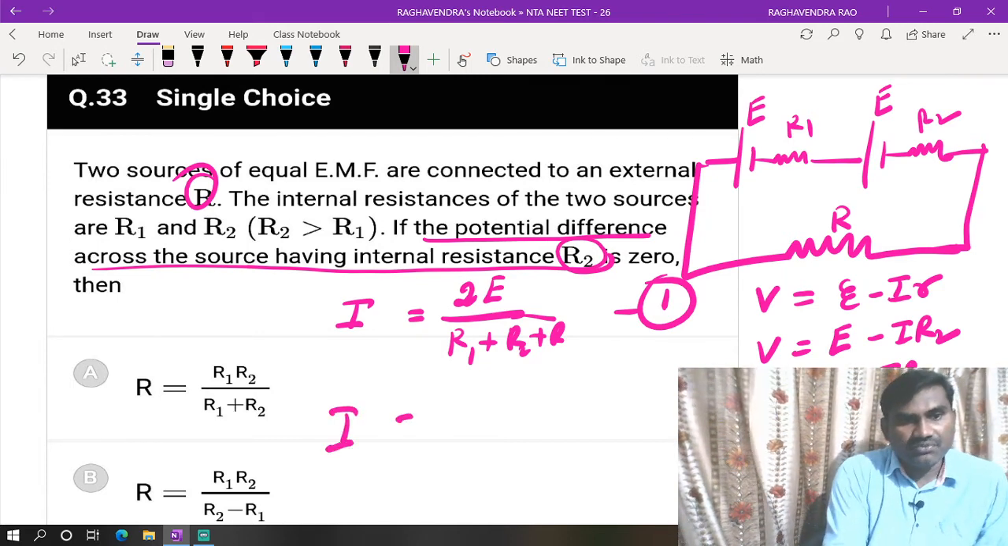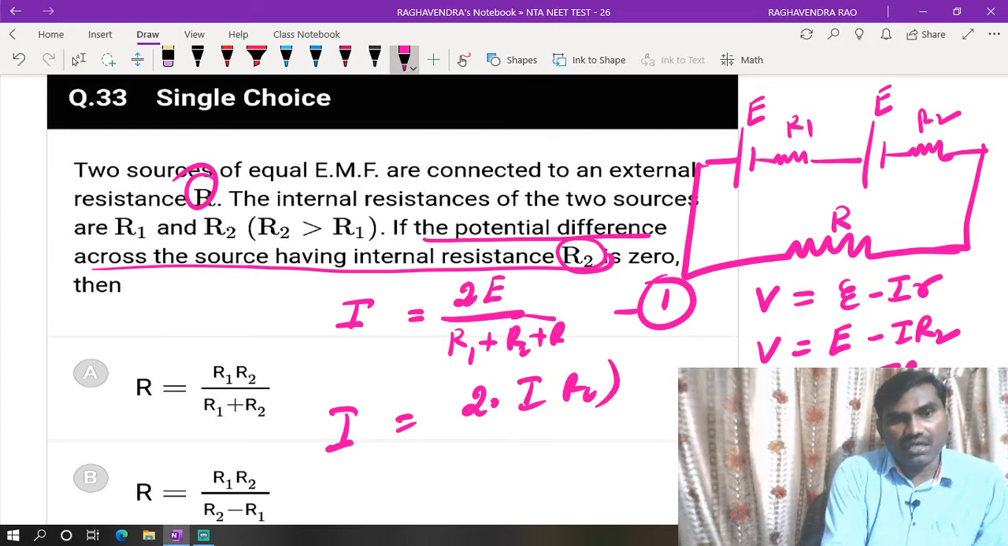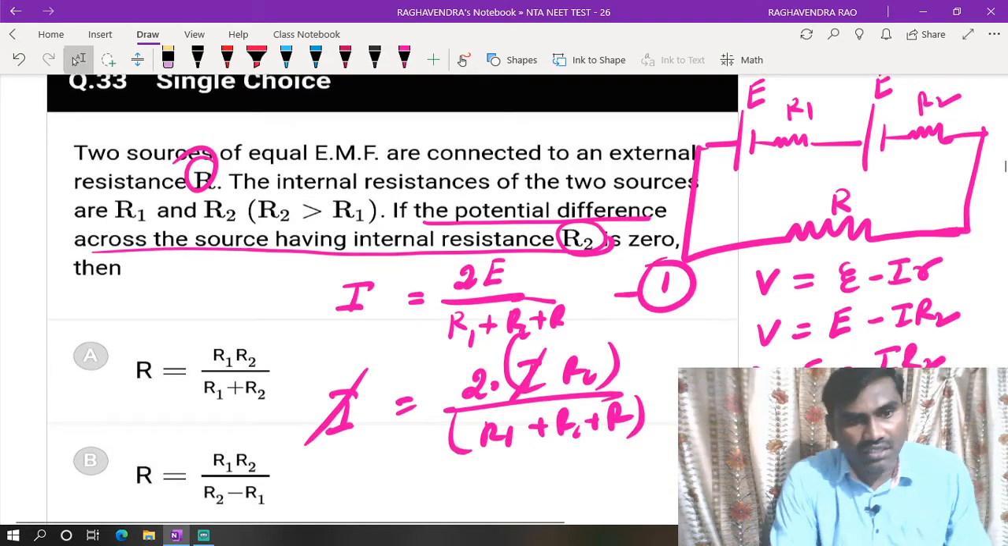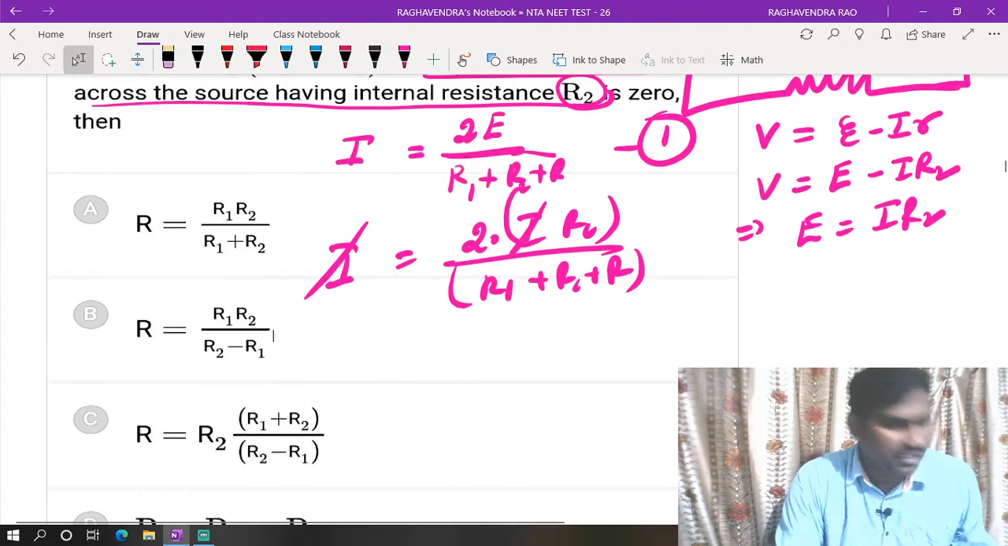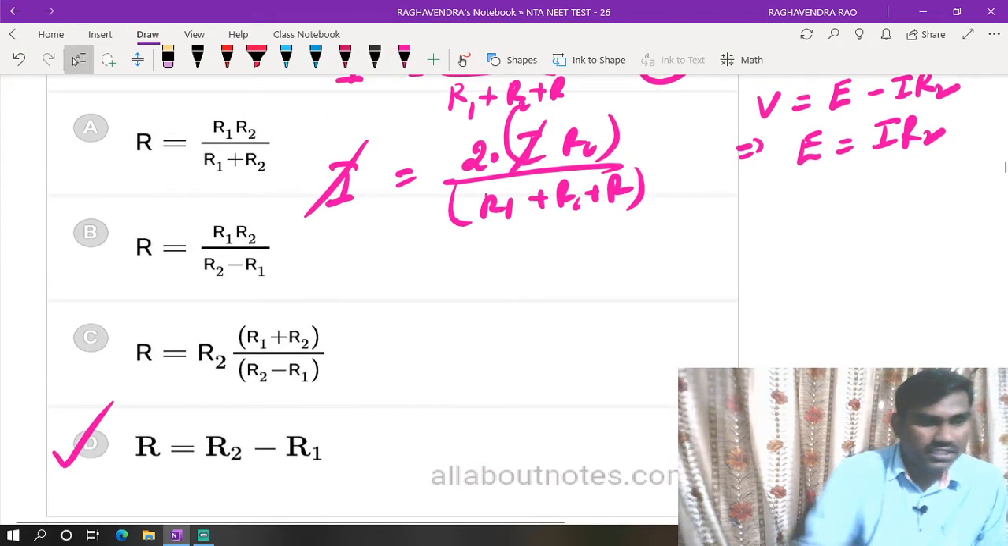Now in this case, we can write 2 into, in the place of E, I into R2, by R1 plus R2 plus R. Now I will cancel. Now we can get the value of R as R2 minus R1. That is option D.